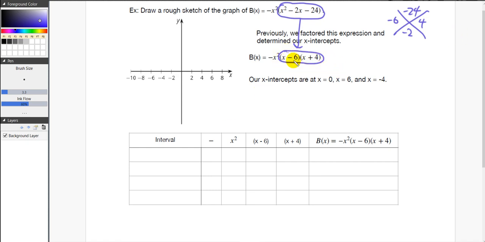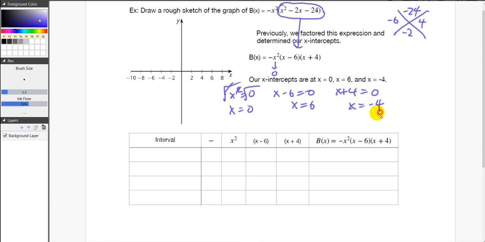Okay. So in order to solve for x-intercepts, right, you set this piece equal to 0, right? So you have x squared equals 0. So it's just x equals 0. And if you set x minus 6 equals 0, you add 6 to both sides. And this one, if you set this equal to 0, you're going to subtract 4. So that's how you get your x-intercepts at 0, 6, and negative 4. Okay, so you're going to go ahead and plug all those x-intercepts in. So you have x is 0 here, x is 6, and then x is negative 4.